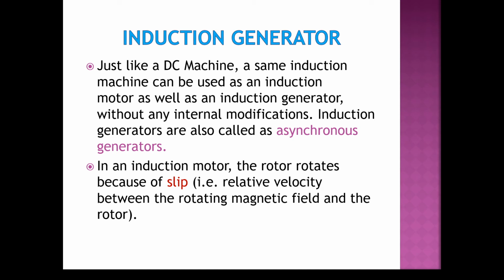So in induction motor, rotor will rotate because of slip. What is slip? That is relative velocity between the rotating magnetic field and the rotor. We have already discussed this in previous classes. s is equal to (ns minus n) by ns.